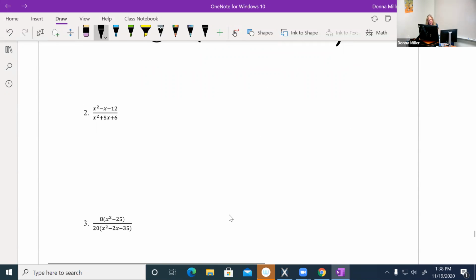So now we got ones where we're going to have to factor it, right? So with this guy, it's an easy factoring. I need factors of -12 that add to -1. So that would be what? You guys tell me.